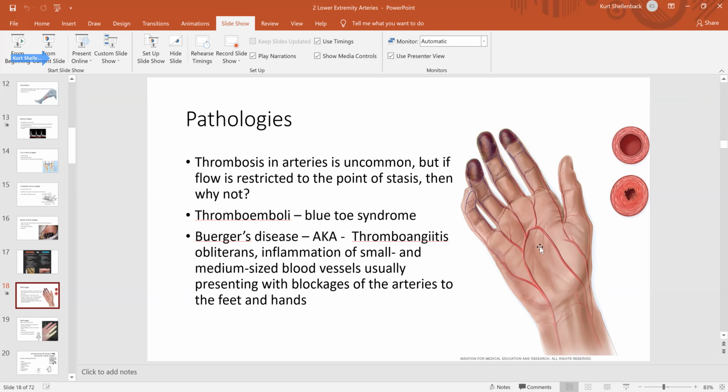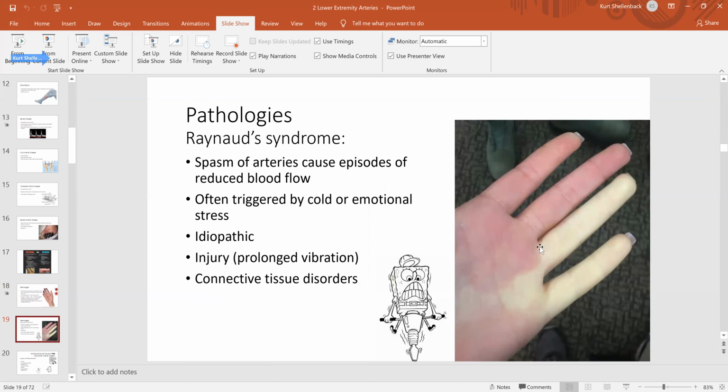Thromboangiitis obliterans, inflammation of small and medium-sized blood vessels, usually presenting with blockages of the arteries to the feet and hands, and almost exclusively in smokers. Smokers are pretty much the only people who get Buerger's disease.